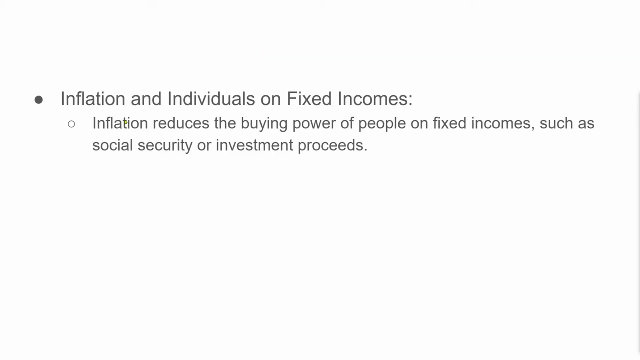Okay. So inflation and individuals on fixed income. Inflation reduces their buying power. Examples of this are people on Social Security, people who are receiving investment proceeds, or people who are poor.